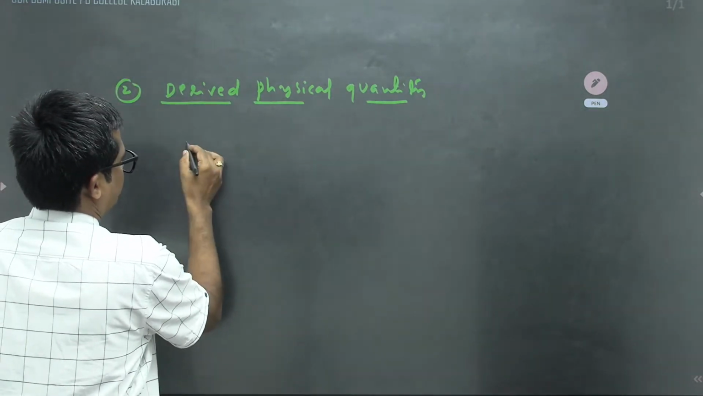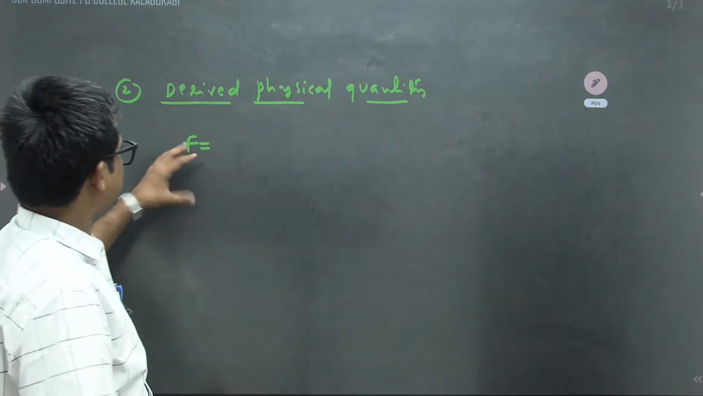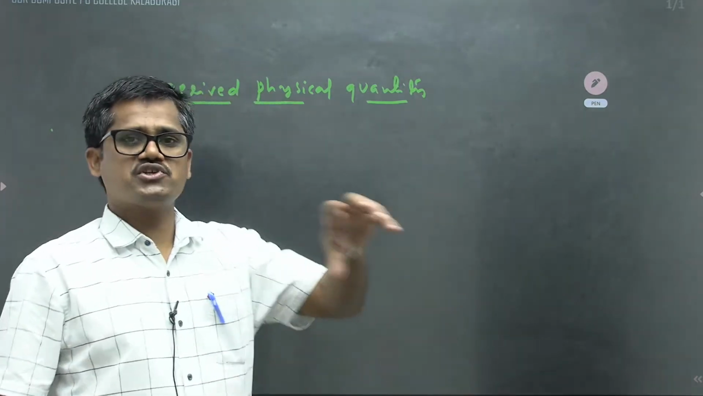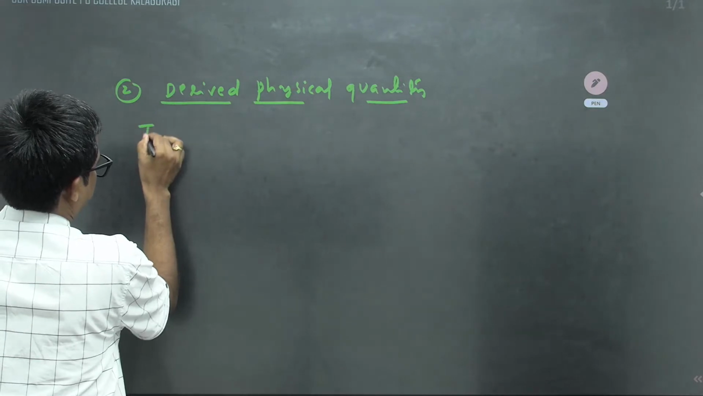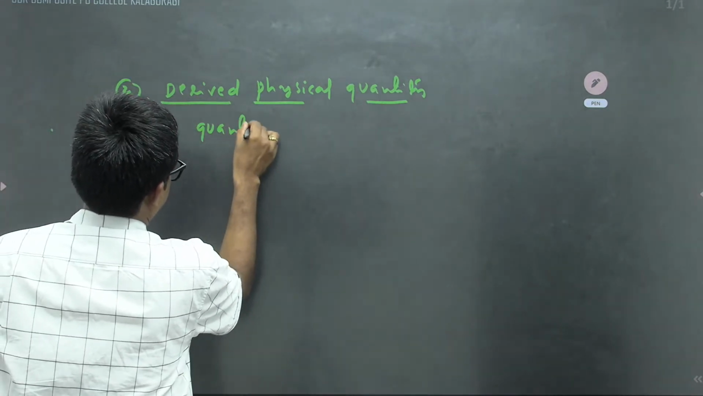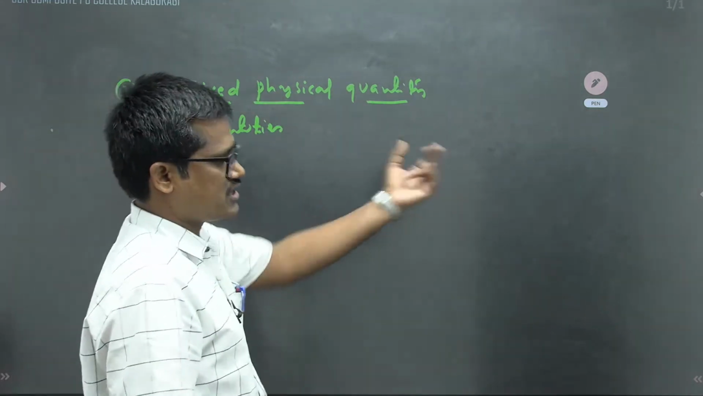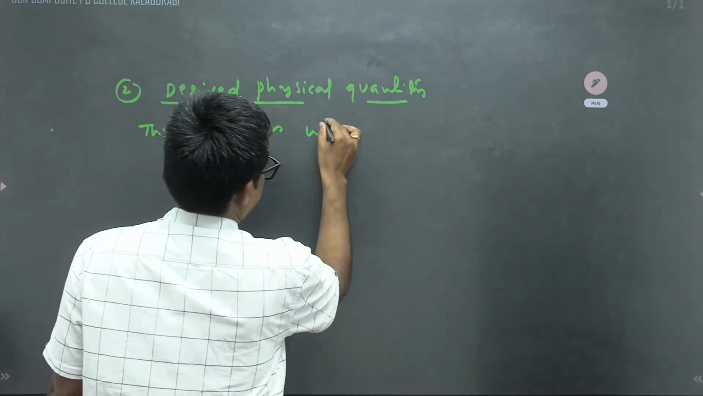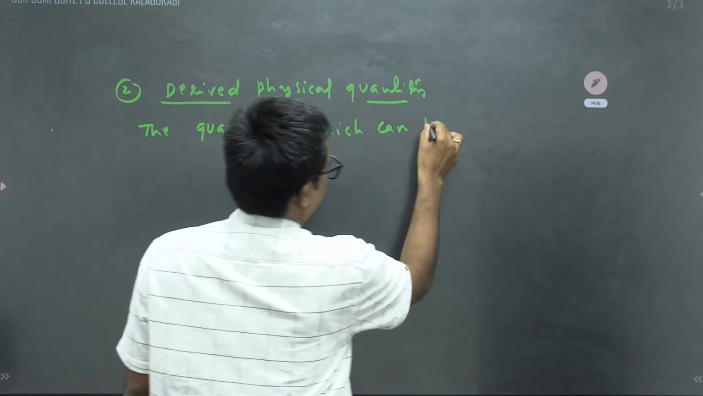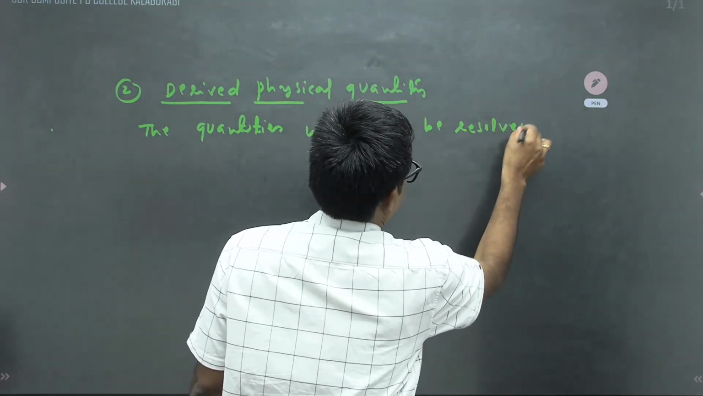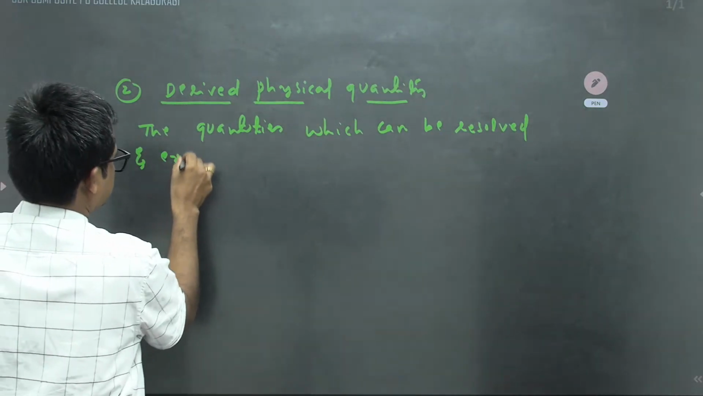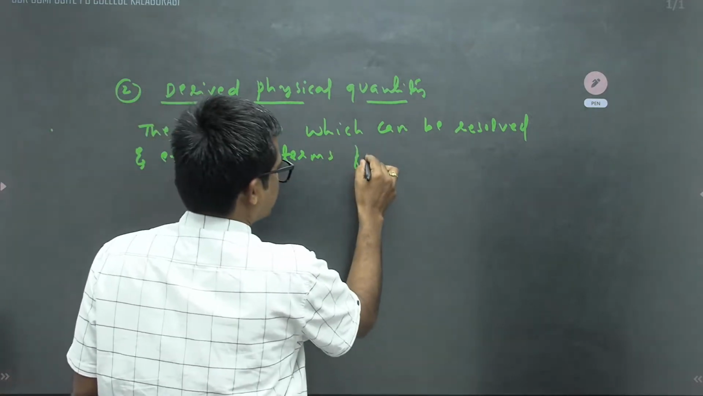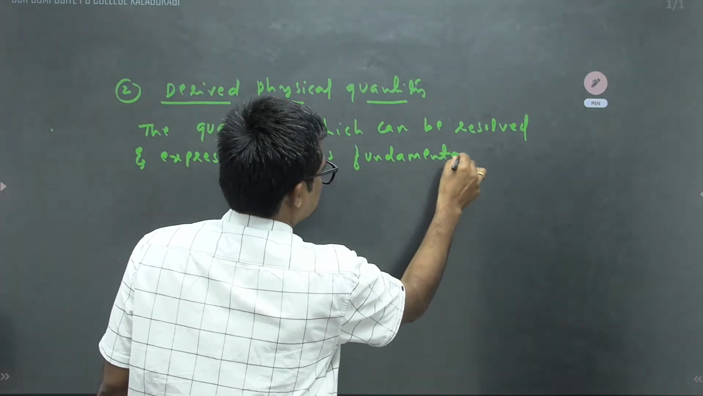See here, I told you force is a derived quantity. Okay, let me write first what a derived quantity is. The quantities which can be resolved and expressed in terms of fundamental quantities, like the example I gave of speed. Speed we have resolved in terms of length and time, like that.